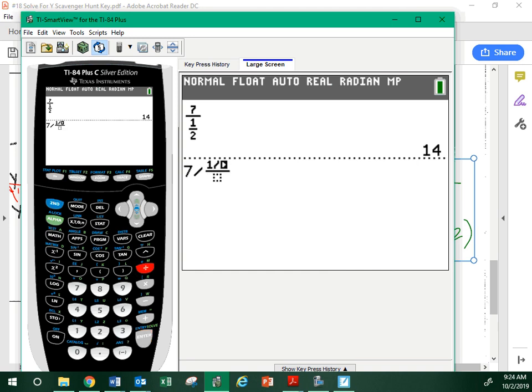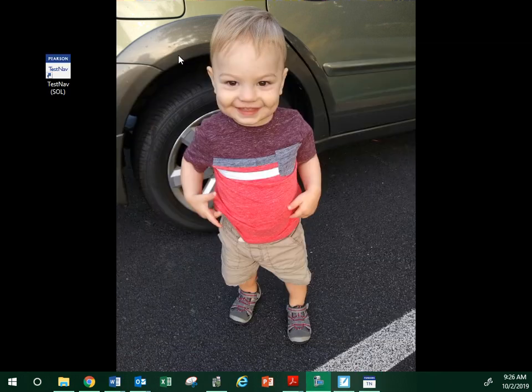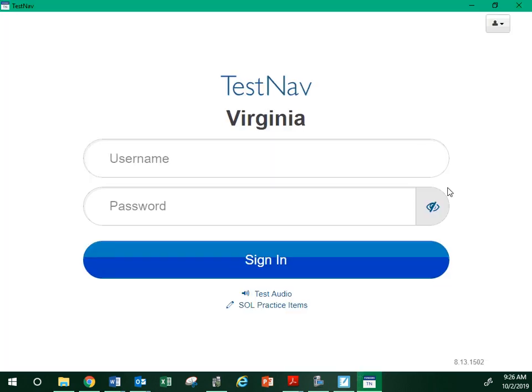How can we download that? Is there any way we can do that on our computer also? Because when we're home, it's hard to do those fractions. So let's pause for a moment. What we did is we clicked test nav on our laptop. It brings up this screen. You don't actually need to sign in. Just hit SOL practice items.